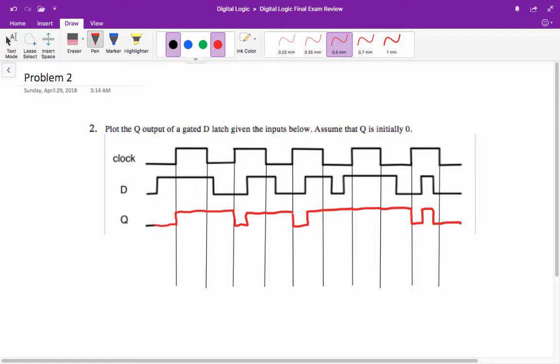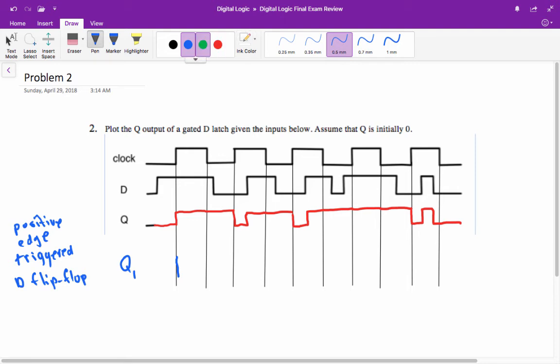Now, how would this be different if we had, say, a positive edge triggered D flip-flop? Let's call that Q1. A positive edge triggered flip-flop can only change once each clock cycle, and it's positive edge, so it can only change on the positive edge of the clock cycle. So I'm going to mark where the positive edge is on each one.